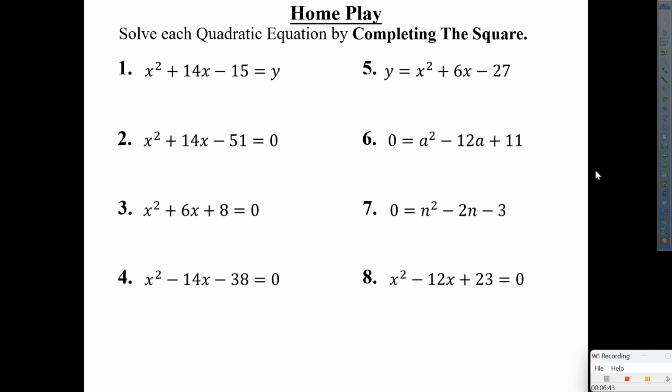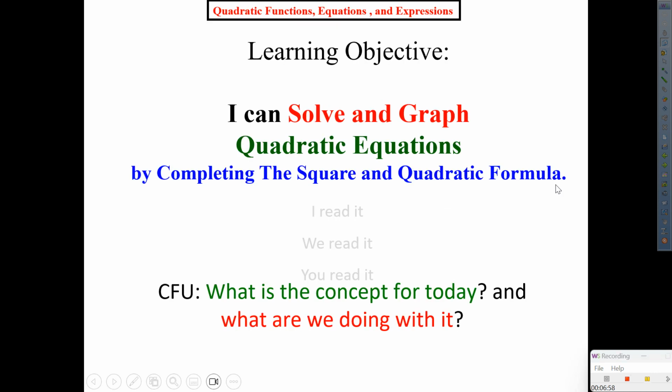And just for those of you following along on YouTube, there's a home play on the screen, so you can go ahead and get that practice in. It's only 8 bitty problems. All right. So our objective for today: I can solve and graph quadratic equations by completing the square and quadratic formula. So write your objective at the bottom left.